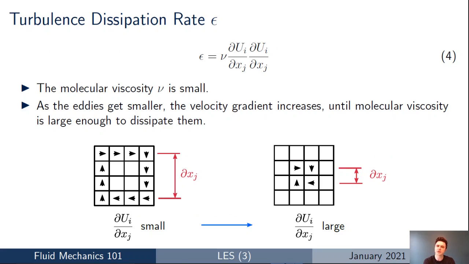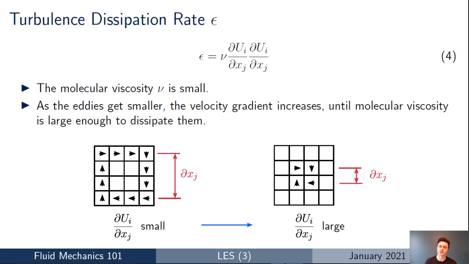So now, if we think about the turbulence dissipation rate in a bit more detail, what we can understand, of course, is that the molecular viscosity is very small. So in comparison with the energy of the flow, the molecular viscosity is very small. So if we look back at equation 4, what does that tell us? Well, it tells us that actually, if we want to dissipate turbulent energy, we need quite high velocity gradients.